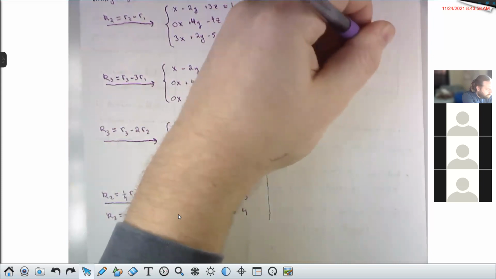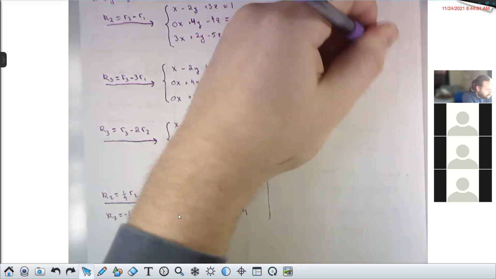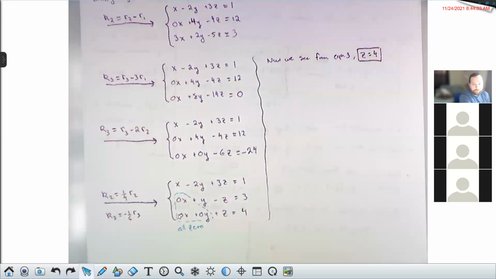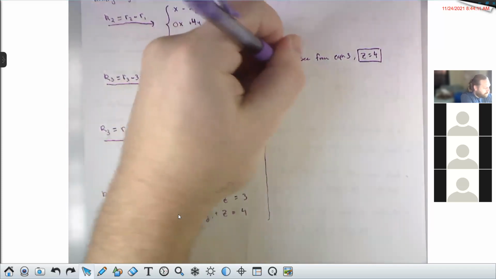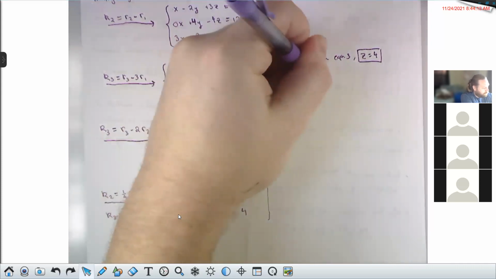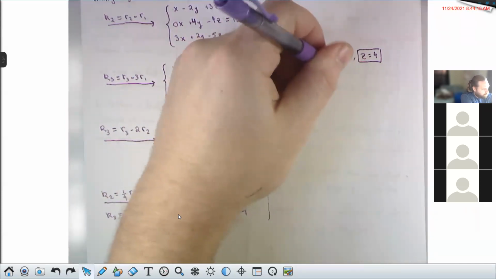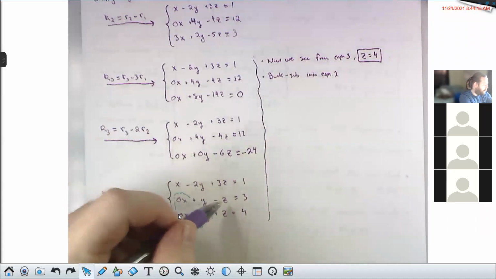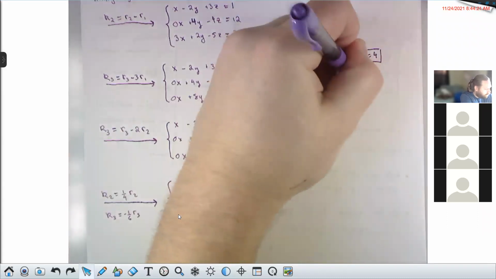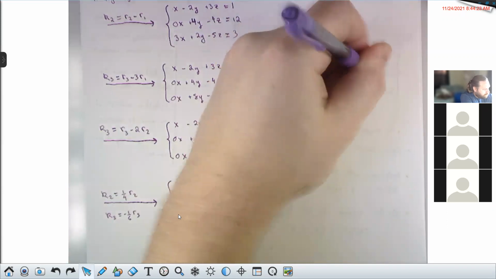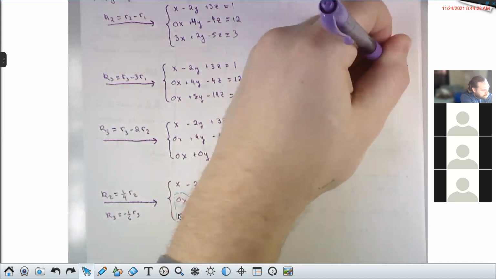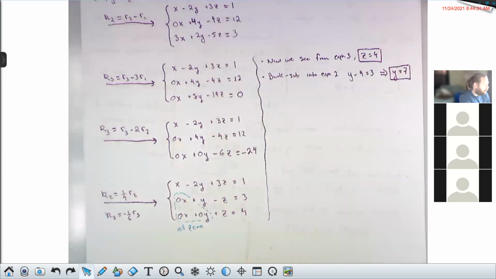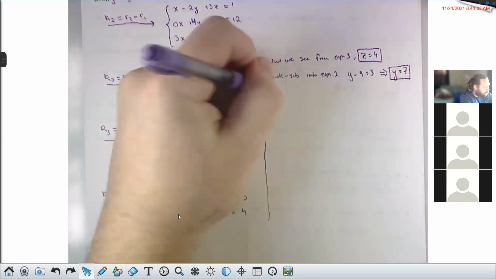Now we see from equation 3 that z is equal to 4. Back subbing into equation 2, we get y minus 4 equals 3, which means y is 7. Both of these into 1.